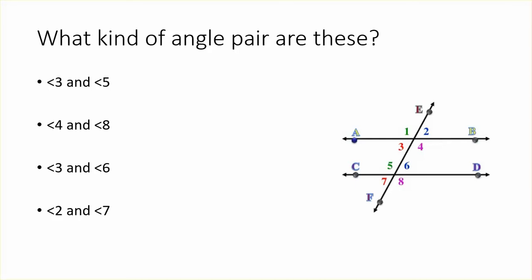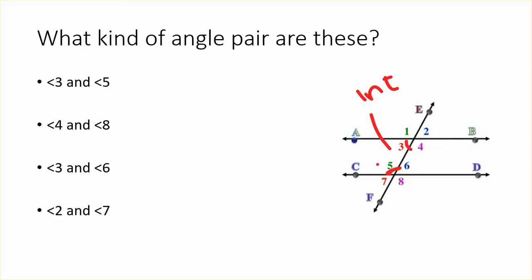In this question, let's identify what kind of angle pair we have. So the first question wants us to look at angle 3 and angle 5. I usually start by asking myself if each one is interior or exterior. Okay, angle 3 is in between the 2 lines. So angle 3 is interior.